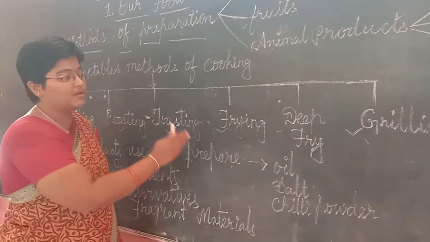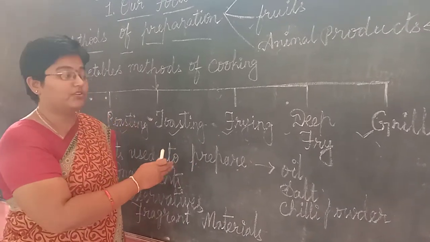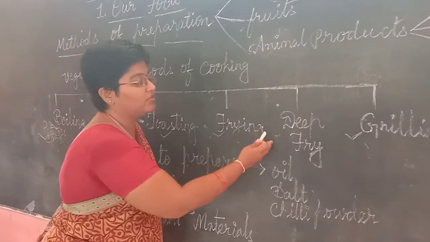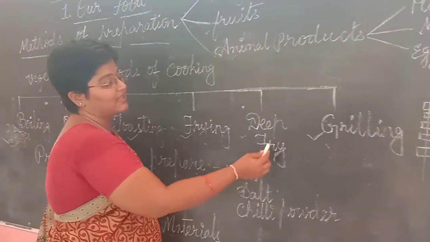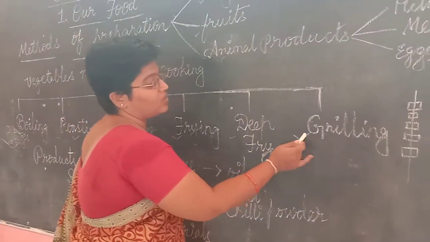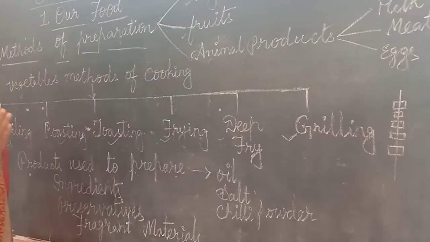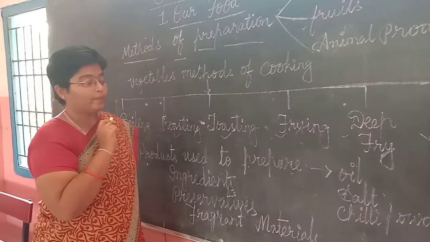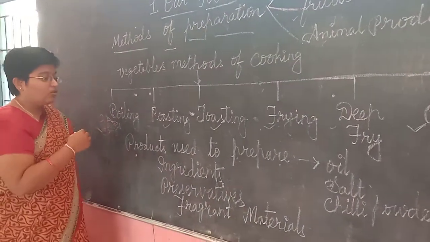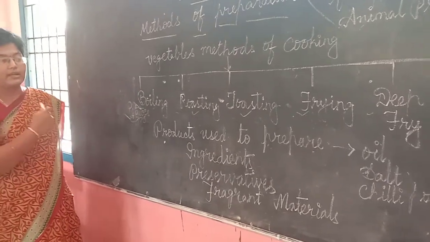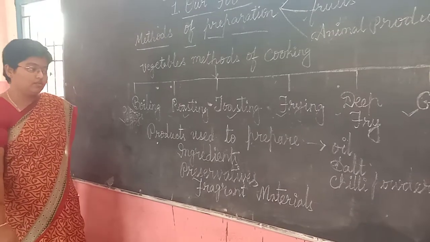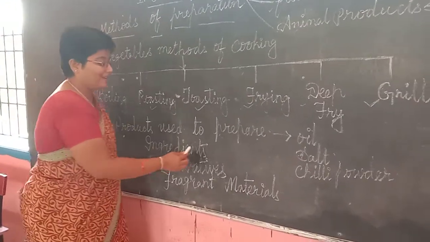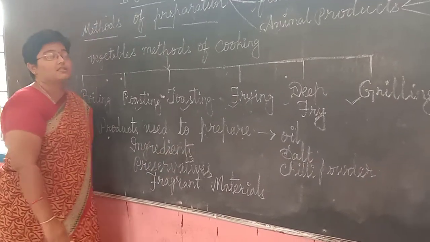Less oil is consumed for frying and more oil is consumed for deep frying. And the final method is grilling, which is used in the preparation of different kinds of vegetables. Then coming to that, what are the products used for preparing with these different methods? So what are the ingredients? Let us discuss this.